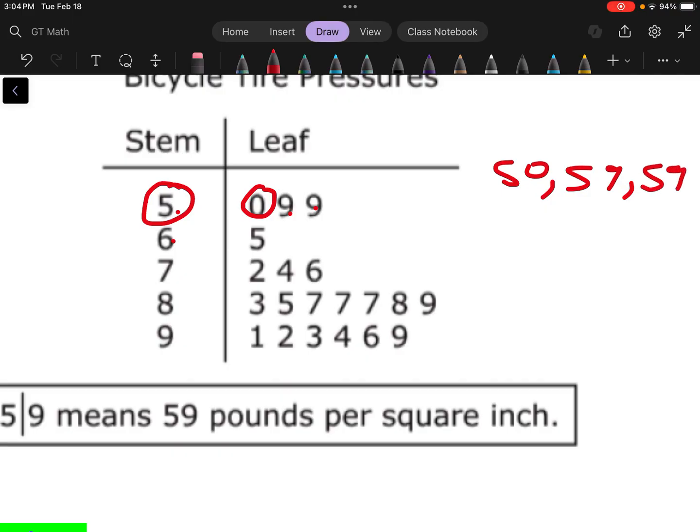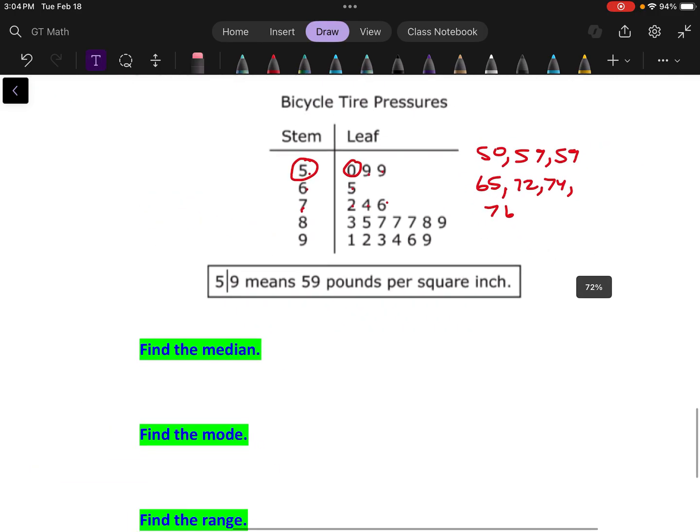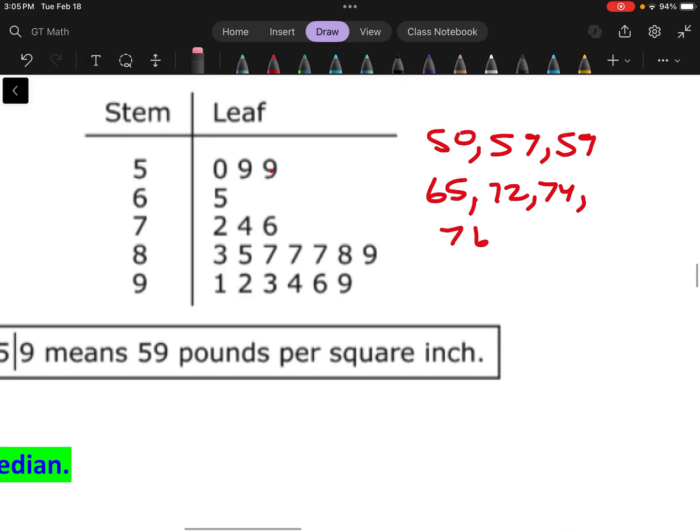This one's 6, 5. This one's 7, 2. This one's 7, 4. This one's 7, 6. So you get the idea, right? And I can make a big list of numbers if I wanted to. That being said, I can also find the median without doing all of that stuff. I want to find the median. Well, I have a list of numbers here. All the leaves are a list of numbers.